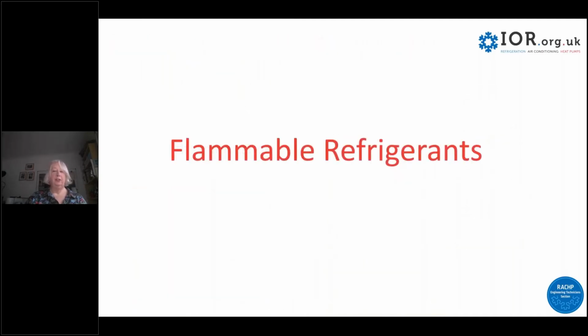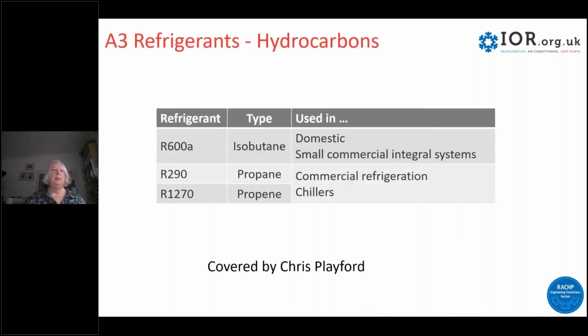So looking at the flammable refrigerants in more detail, starting with the hydrocarbons, I'm only going to talk about these really in outline because Chris is going to talk more about the hydrocarbons, but you've got three that we predominantly use. Isobutane, R600A, is used very widely in domestic refrigerators now. It's really only the American ones that don't use R600A, but also used in some small commercial integral type systems. 290 is propane and 1270 is propene or propylene. They're used in larger commercial systems such as integrals, but also chillers, and other small systems. But as I said, Chris is going to talk more about the hydrocarbons.